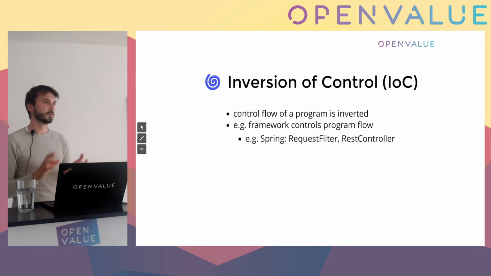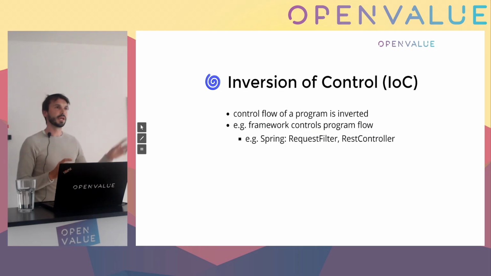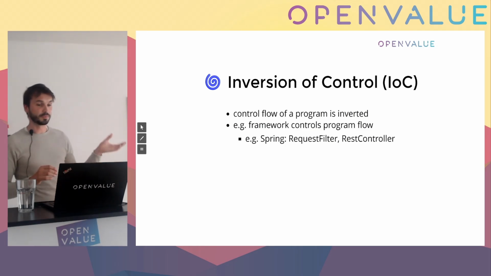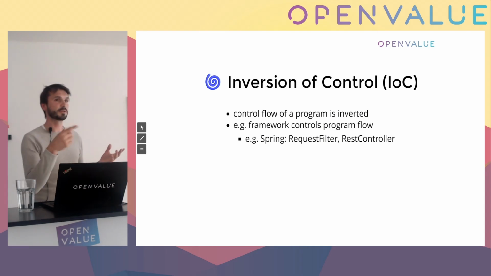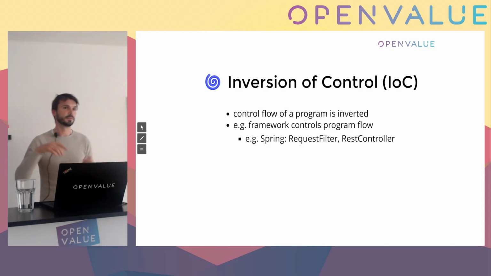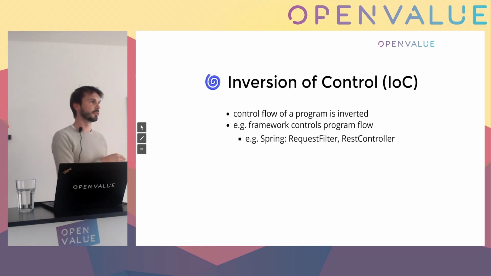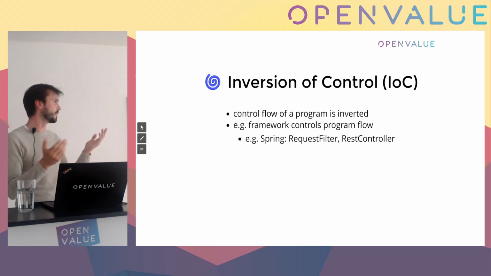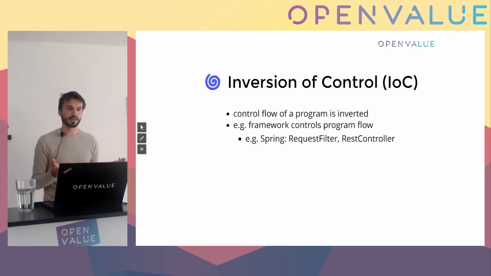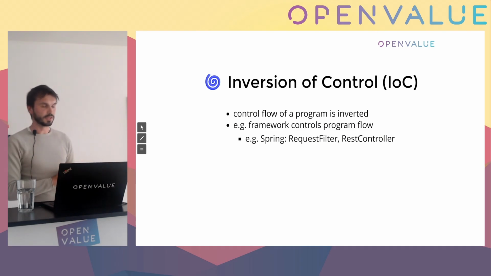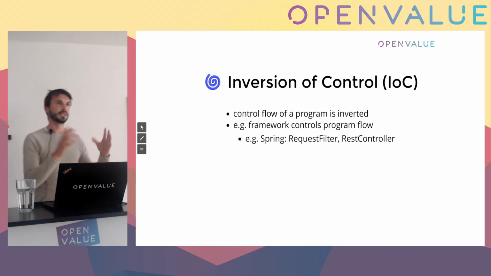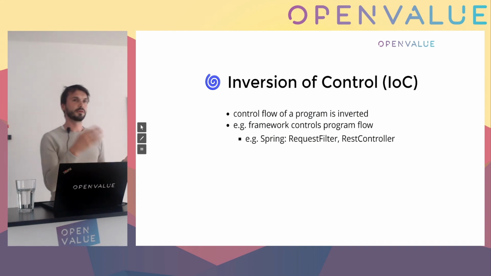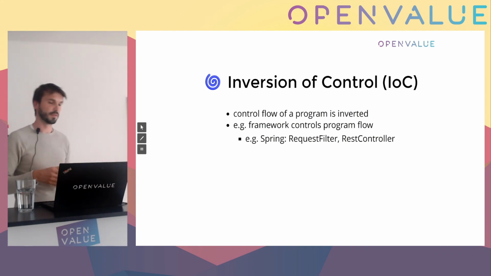So for a request filter, all you have to do is annotate your class with @Component and implement the request filter interface. And as soon as that's done and you start your application, every time a request comes in, your request filter will be called by the framework. You don't call it yourself. And it's essentially the same for something like the REST controller. You annotate it with @RestController, have some methods in there, say which path they are, and Spring will call them as soon as the path is called with the matching HTTP method.